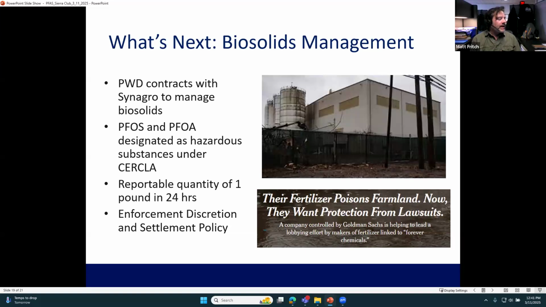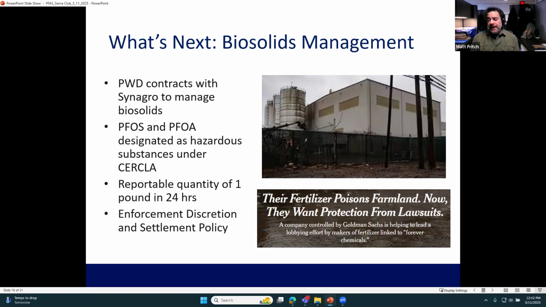So you may have seen this New York Times article from maybe a month or two ago. There's a lot of scrutiny on the biosolids industry to limit the amount of PFAS present in biosolids. And the EPA has moved to classify PFAS and PFOA as hazardous substances under CERCLA, basically the Superfund Act.